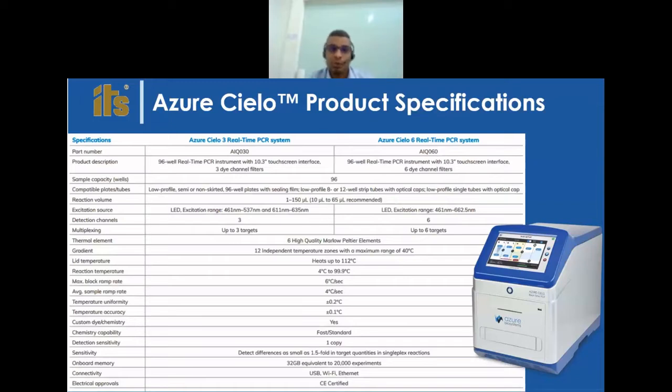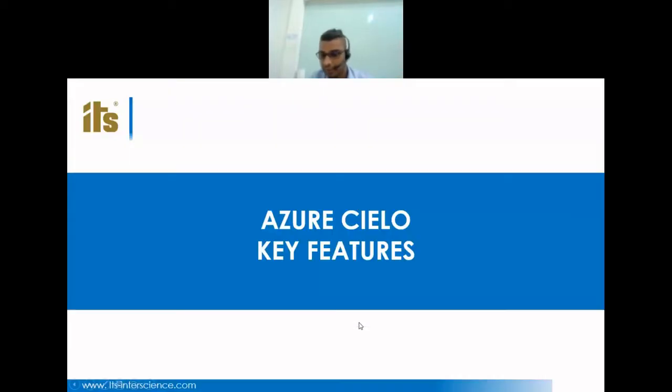So here are all the product specifications at a glance. I won't be going into each one of these, but I will be more than happy to provide you with a soft copy of the spec sheet if you would like one. Okay, moving on. So this is the important bit. Let's look at some of the key Azure Cielo features. What sets it apart from all the other qPCR systems in the market right now?